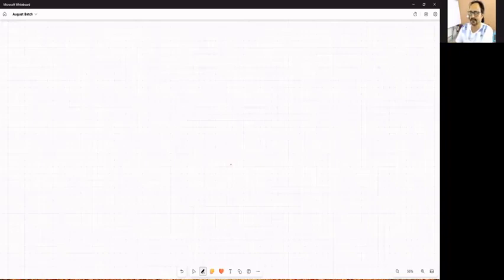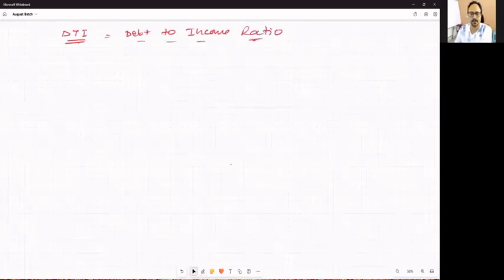Okay. Chalo, let's come to today's chapter, and that is DTI, meaning debt to income ratio. Debt to income ratio. What do we mean by debt to income ratio? All the debts divided by income. What is my total debt compared to my income?